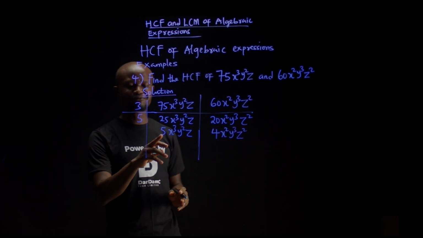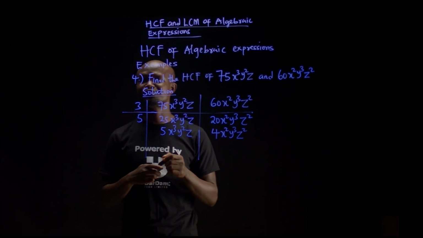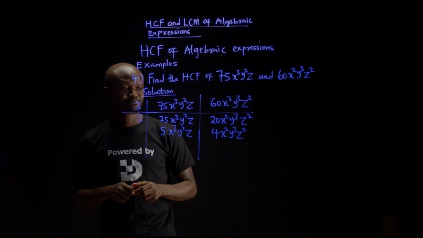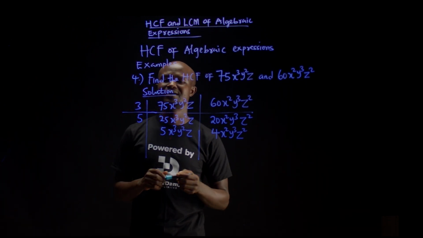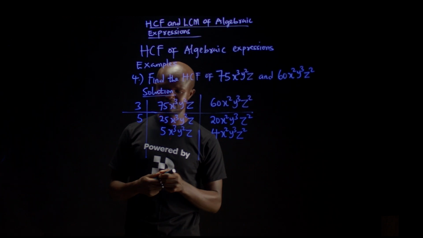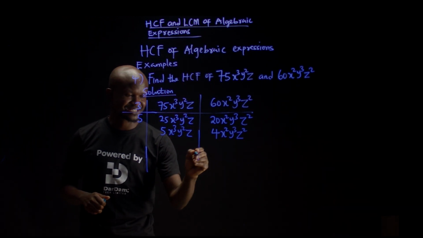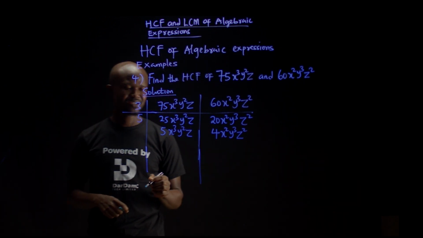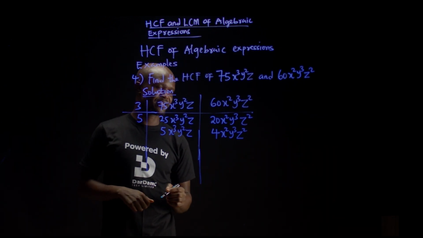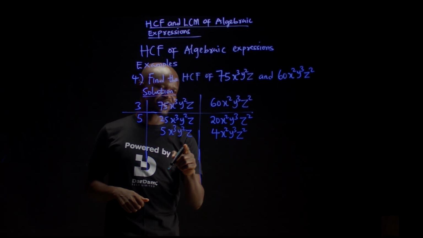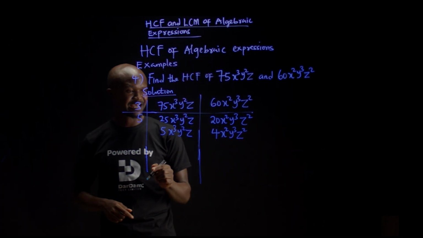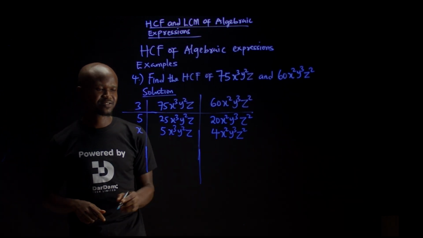Now, looking at 5 and 4, we don't have any factor that can go in 5 and 4 again without having a remainder, except 1. And we are not interested in 1. So we go to the non-numeric part. Now, looking at what we have here, x cubed y squared z and x squared y cubed z squared, it is obvious that x is common, so we use x.